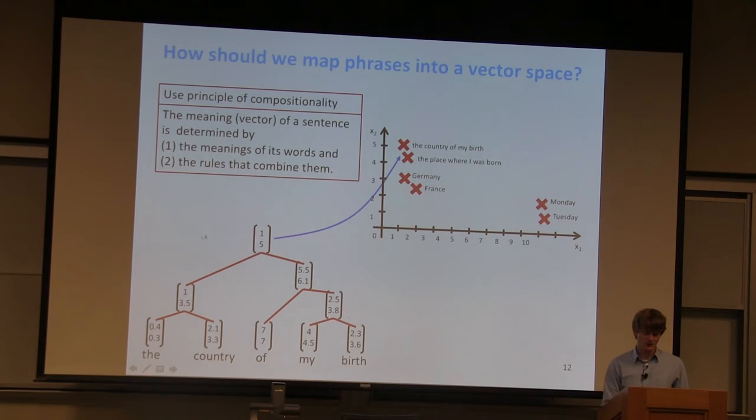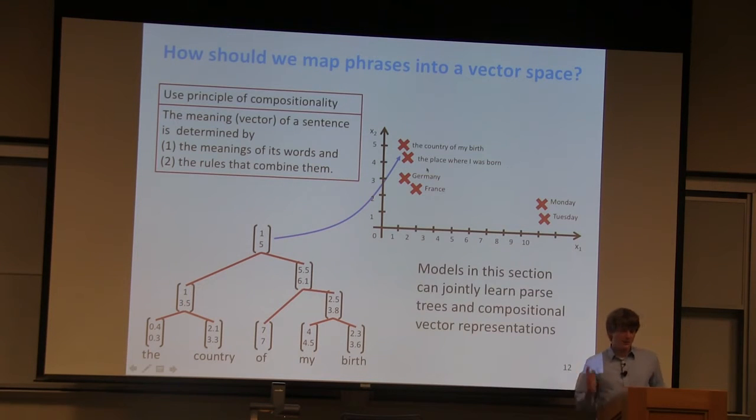And so we might want to change the order in which we're combining words to always try to keep around a syntactically or grammatically plausible phrase. Then ideally that representation will still end up close in meaning to phrases that are similar. So the country of my birth should ideally be similar to the place where I was born. The models in this section will allow us to jointly learn these parse trees, these grammatical analyses, as well as the compositional vector representations that ideally represent syntax and semantic information.